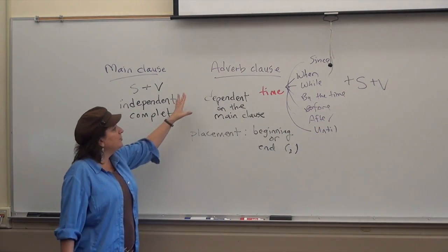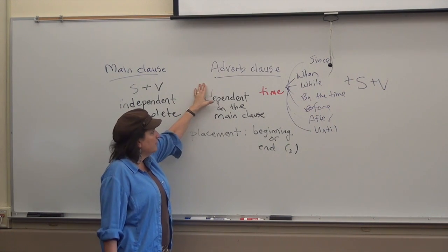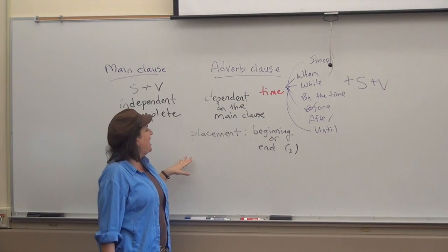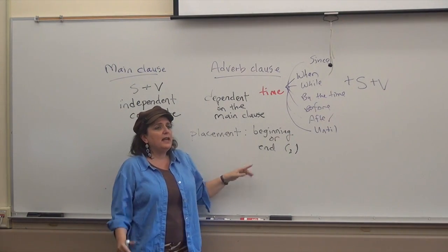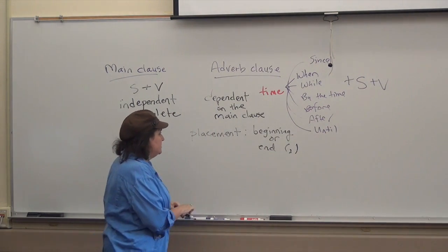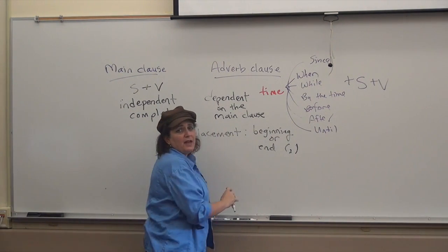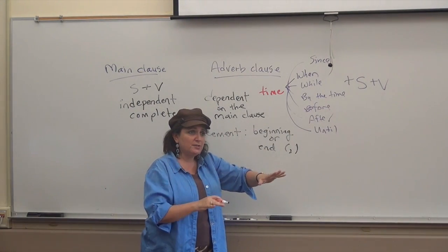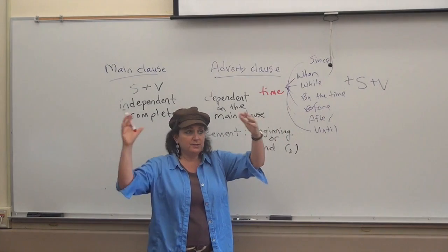So all adverb clauses are dependent. They're dependent on what? On the main clause. And their placement, beginning or the end, the only difference is the comma. Now in addition to time clauses, we have other types of adverb clauses. We are going to cover them later in the course. This is just the overview. This is the big picture.